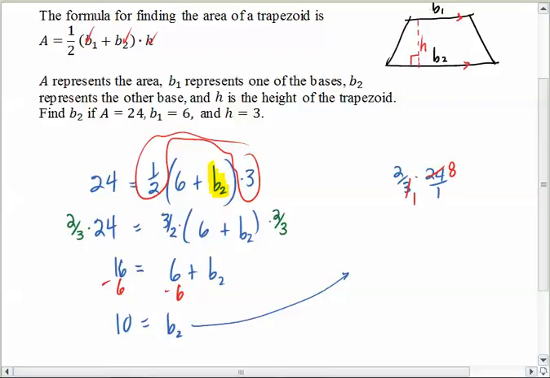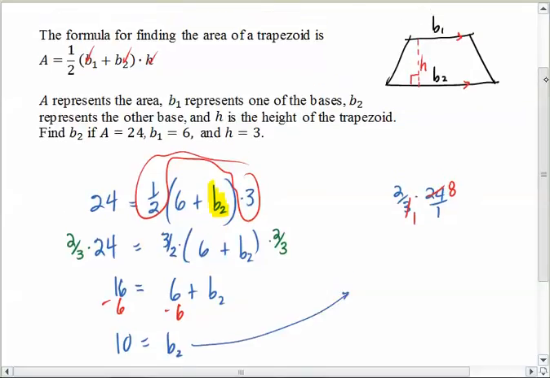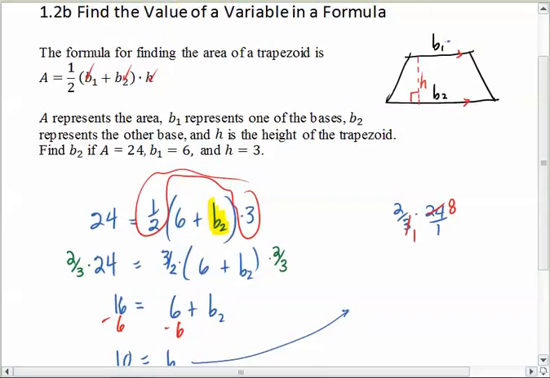That means this top one, let me go up here to the picture. This one was a 6, this one is a 10, and of course we said that's a 3. So it's not really drawn to scale, but may be fairly close. So there are the dimensions if I know that the area is 24.